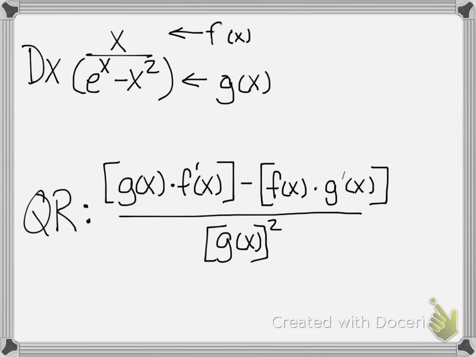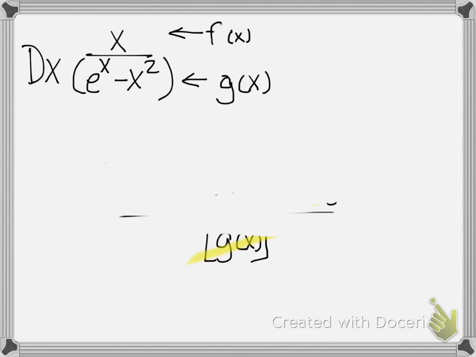Alright, one way that may kind of help you remember is just kind of make a song about it. But you say the low d high minus the high d low all over the bottom squared. So, you know, low d high, high d low, low squared, I guess. But anyway, so this is what we have.